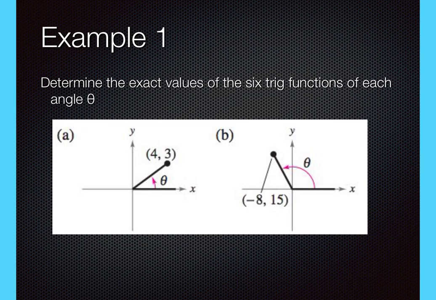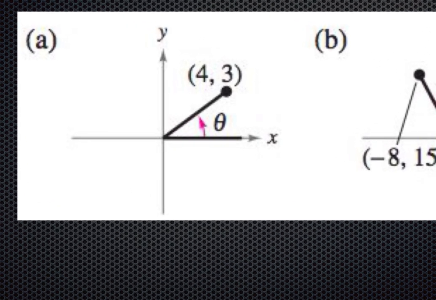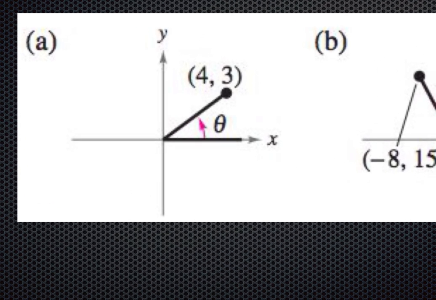All right. So we're going to kind of combine a couple of things together today. Example 1 says determine the exact values of the 6 trig functions of each angle theta. So it gave you the angle, right? We're going to make this into a triangle. So 4, 3 means I moved to the right 4, and it means I moved up 3. I'm going to enclose my triangle. And theta is the little angle that is formed by your x-axis and the terminal side of your angle.